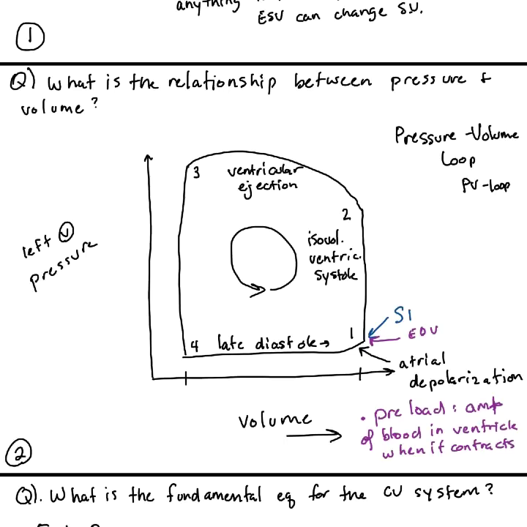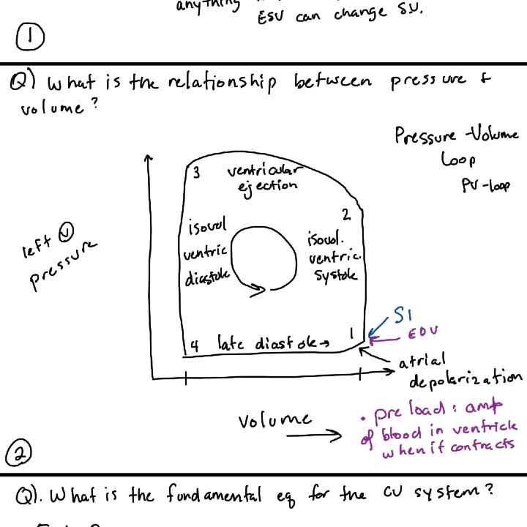And right at that point, the pressure drops, and then we move down again to a pressure similar to what we had here. We don't have enough pressure to keep the aortic semilunar valve open, but we still have enough to keep the bicuspid valve closed. So we have another isovolumetric ventricular diastole. So that's what's happening between 3 and 4.